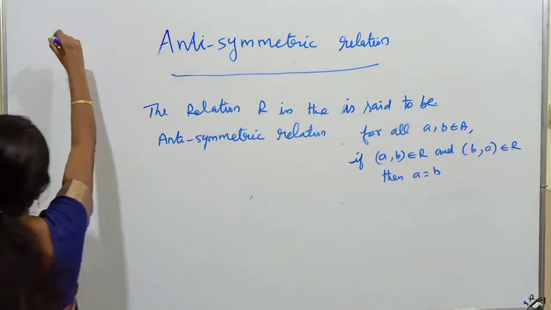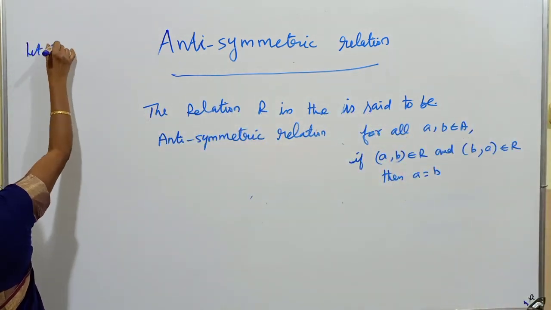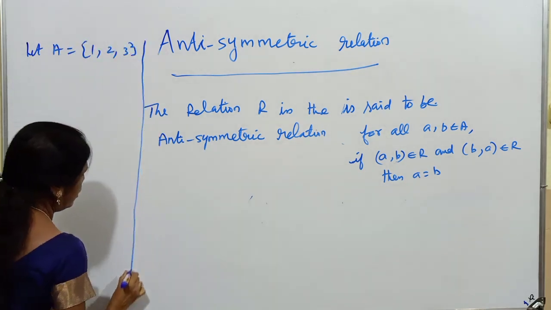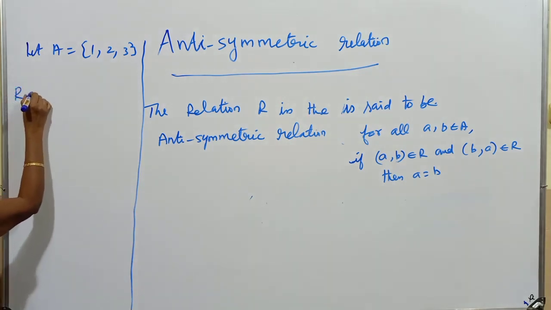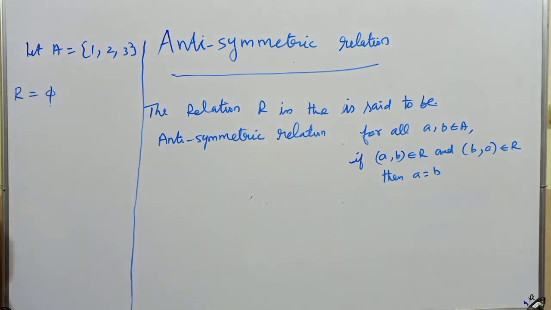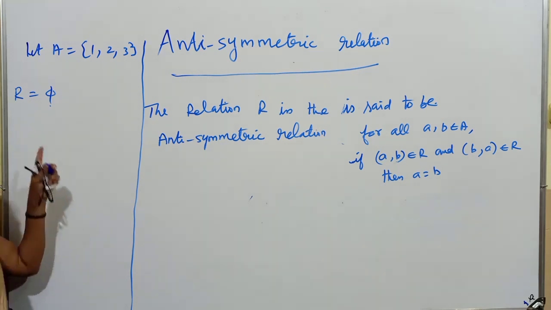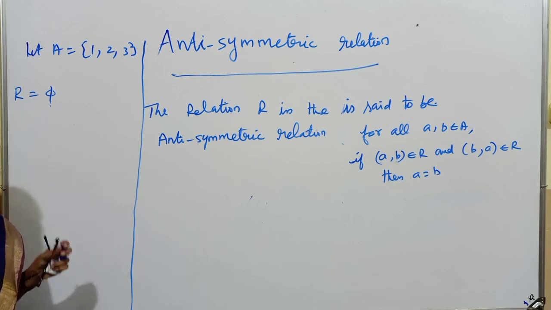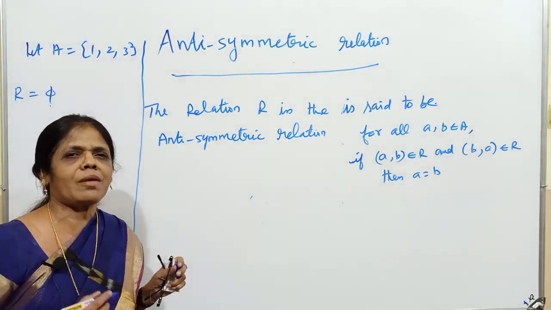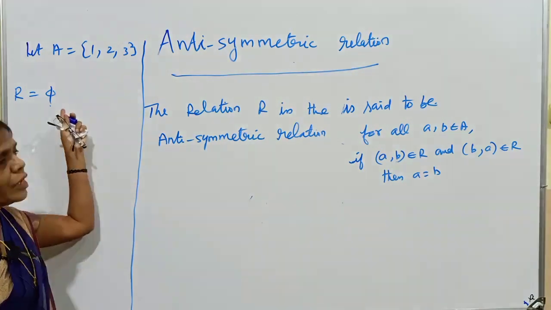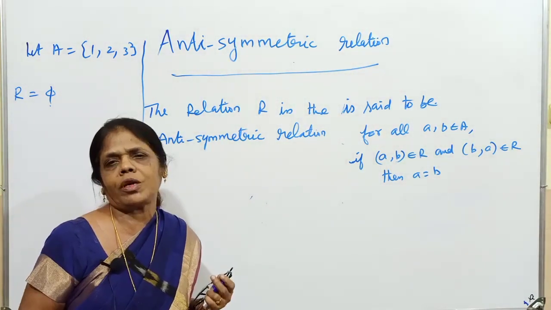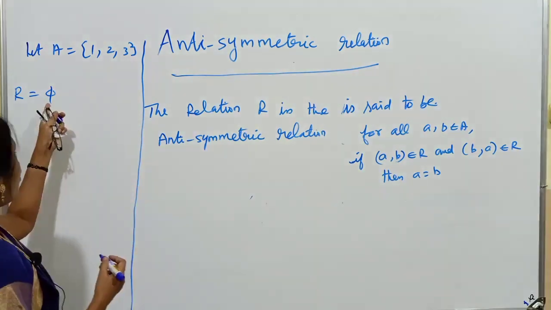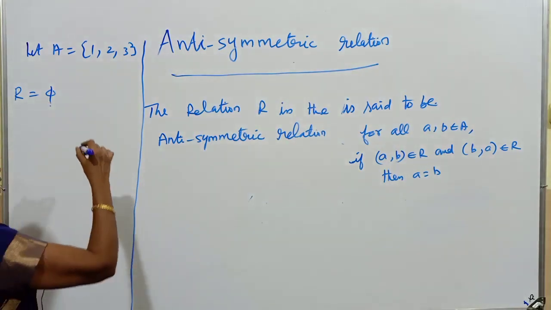Now listen to me. First let me take A equal to {1, 2, 3}. I am taking this set. So first R equal to empty set is antisymmetric. How we are saying it is already symmetric also. How we are saying it is antisymmetric? If (a, b) is present, then only you have to check for (b, a). So whenever it is present, then you will be checking for (b, a) is not in that relation. So the empty set is symmetric as well as antisymmetric.